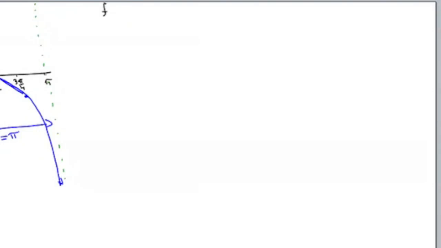So let's graph this one. Is it just flipped again? What? Oh, no, it gets weird. And then on this one, it's flipped and shifted. Let's do 2 secant.